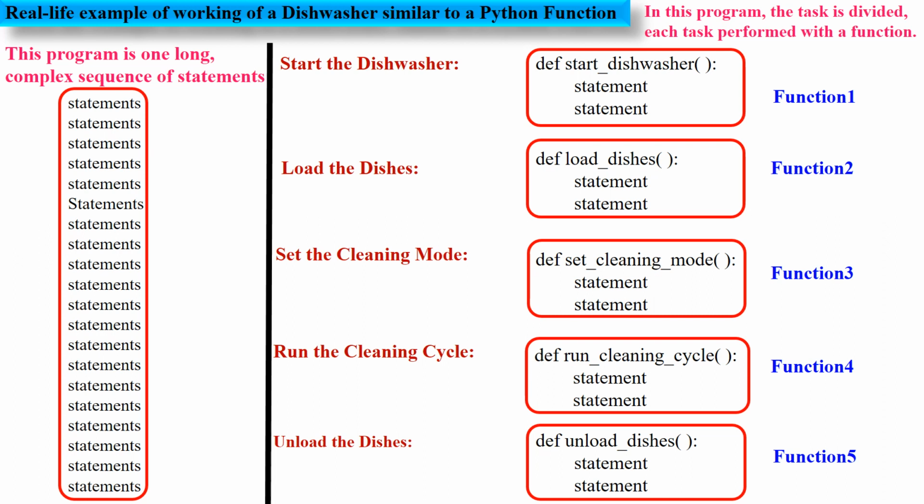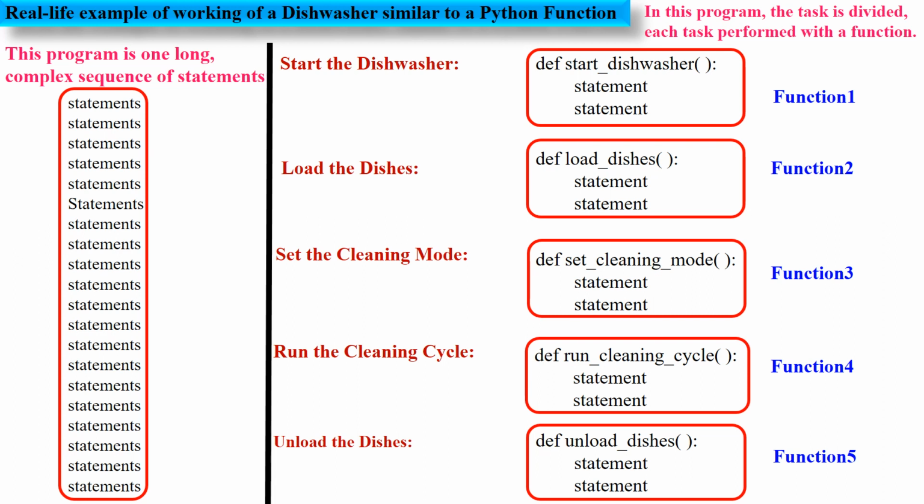Step 5. Unload the dishes. Define a function called unload_dishes that unloads the clean dishes from the dishwasher. This function can handle the process of removing the dishes, checking their cleanliness, and placing them in the appropriate storage areas. By breaking down the dishwasher operation into these functions, you can create a modular and reusable code structure.